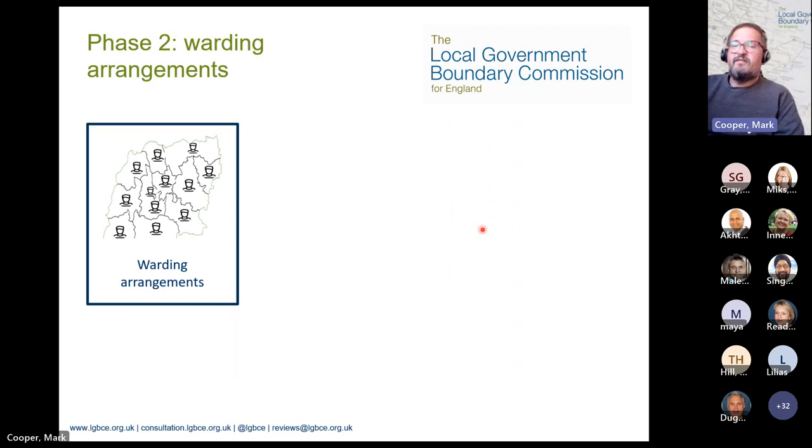So the warding phase of the review process, which we've just started, is based on a lot of consultation with local people. We don't know your area of Coventry anywhere near as well as the people that live there and the people that represent the wards. And so we're relying on you and people across your communities to give us your views on a pattern of wards that make the most sense for Coventry.